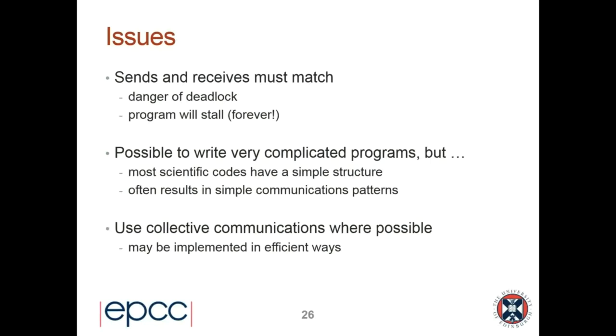A standard one is you might have your processes in a grid and you communicate with your four neighbors: up, down, left, right. It's fairly easy to program that up and get it correct. So in fact, although it is easy to make mistakes, it's not as hard as you might think. For standard scientific technical computing, we have fairly standard communications patterns, and we'll illustrate a couple of them in the examples for this course.